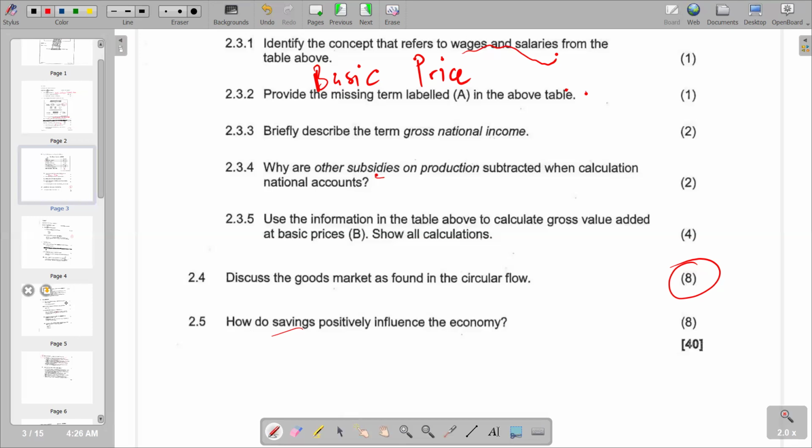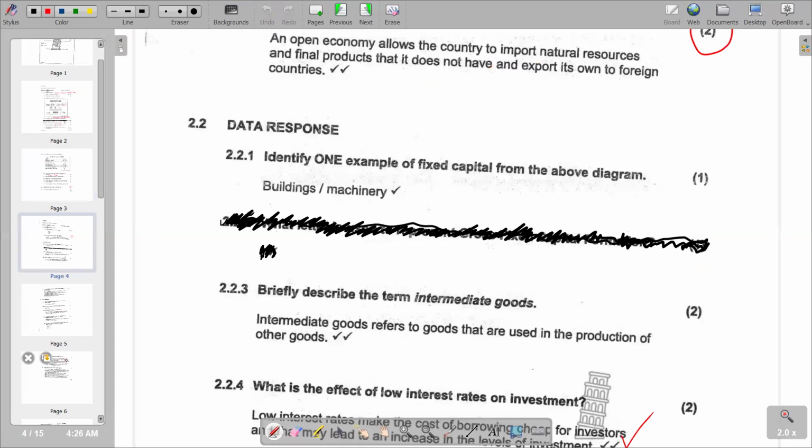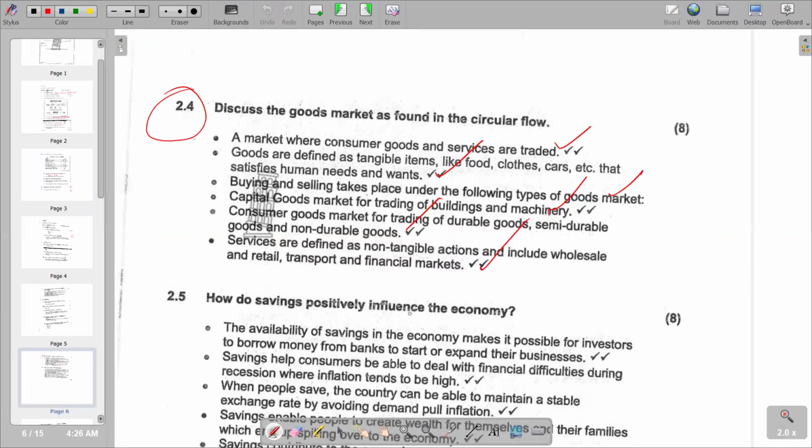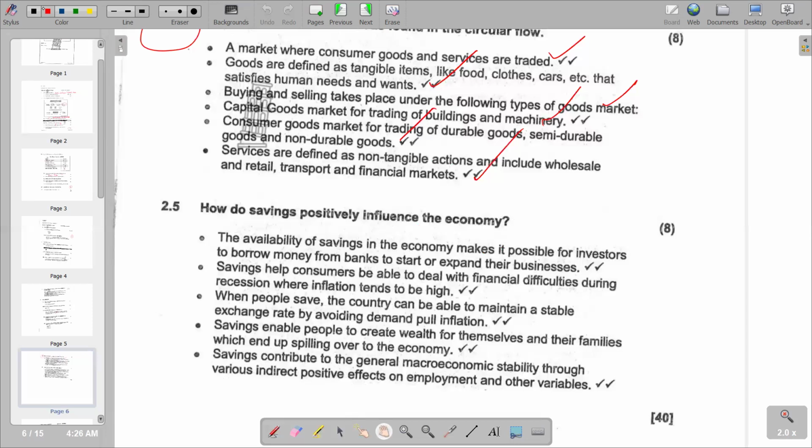So we go to our answer section and try to see that description on how savings can positively influence the economy. The first point that we have there is the availability of savings in the country makes it possible for investors to borrow money from banks to start or expand their businesses. So obviously, the issue of savings is not only from the point of view of the households and businesses that are operating in the economy. It can also be explained from the point of view of financial institutions like banks. So when they have those savings, they can later issue them as loans to participants in the economy. So basically, that's the first point.